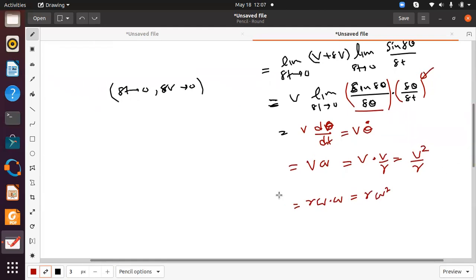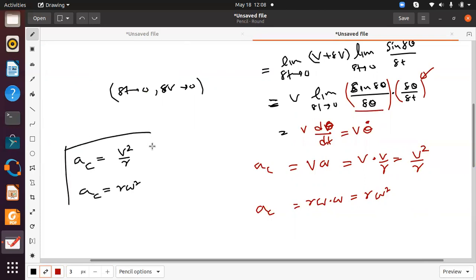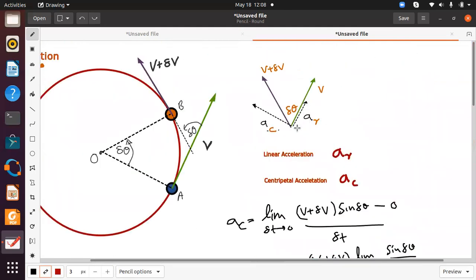Now we have two formulas actually. The first formula is a_c equals v squared over r. Or we can use a_c equals r omega squared. We can use both of them, so depending on the problem, you can choose whatever you like. Next, we'll look at the acceleration in the tangential direction.